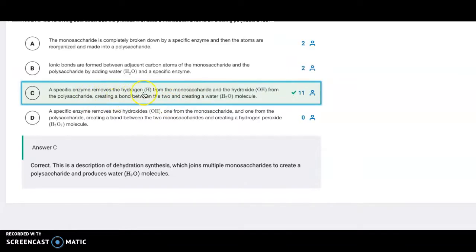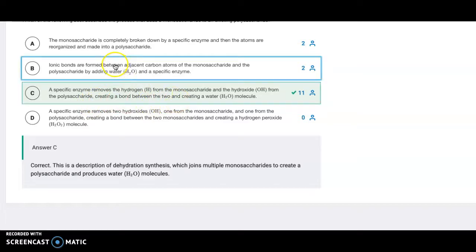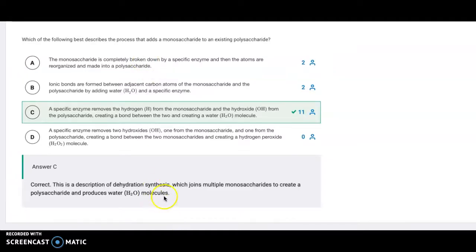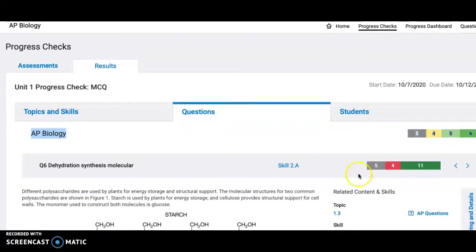A specific enzyme removes the hydrogen from a monosaccharide and the hydroxide, the OH group, from the polysaccharide, creating a bond between the two and creating a water molecule. So, ionic bonds not really involved here. A monosaccharide is completely broken down? No, the monosaccharide mostly remains intact. It's only a small piece of it that is involved in the dehydration reaction. And dehydration synthesis is something you need to understand, so make sure you are reviewing that.